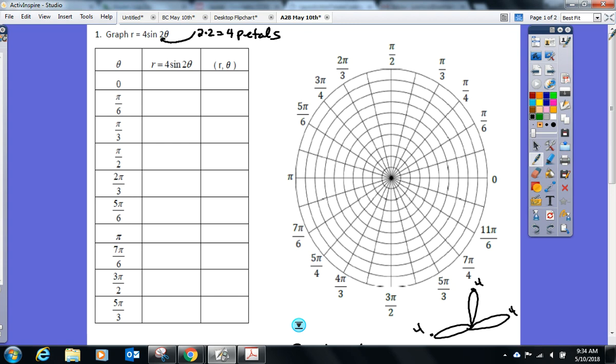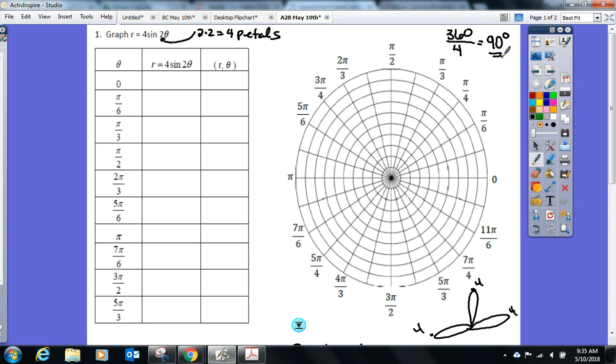You guys go all the way around. How many degrees do I have? 360. Yeah, you do. You have 360. And how many petals am I going to have? 4. So that tells me every 90 degrees, I'm going to have a new petal because it's symmetric. All right, 360 all the way around the polar grid, 4 petals. Every 90 degrees, I'm going to have a new petal. We good?